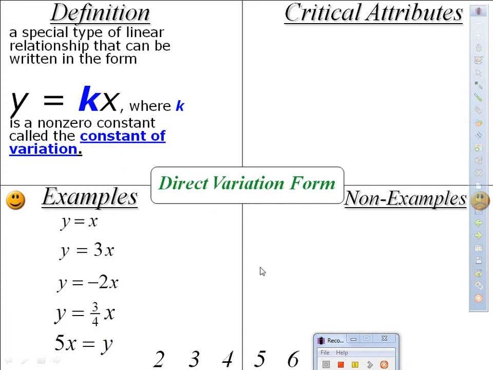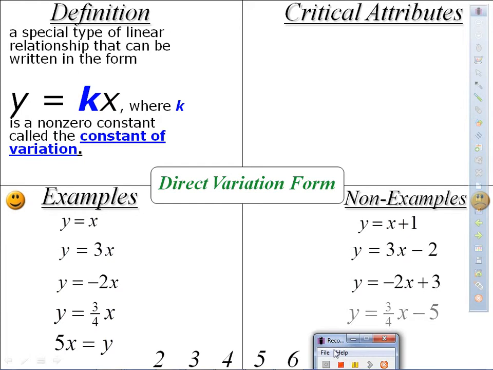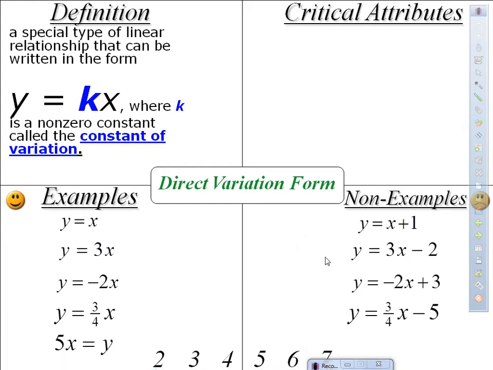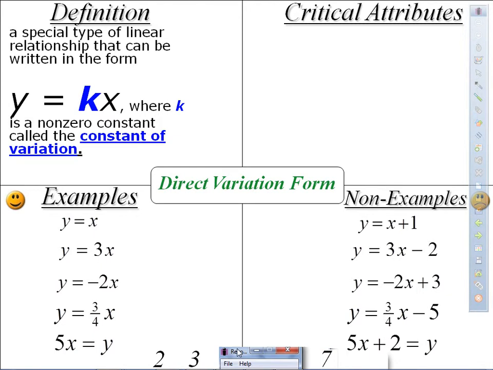Let me give you non-examples. Write these down, please. Y equals x plus 1. Y equals 3x minus 2. Y equals negative 2x plus 3. Y equals 3/4 x minus 5. And 5x plus 2 equals y. So these look very, very similar to these.